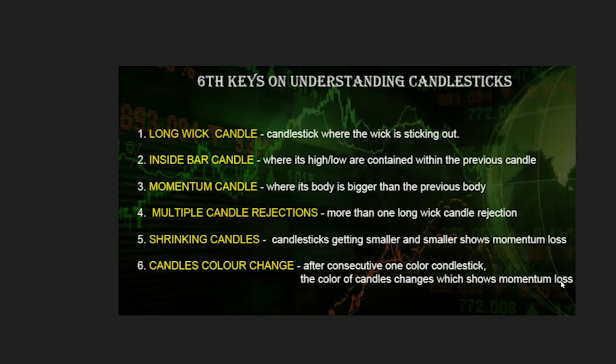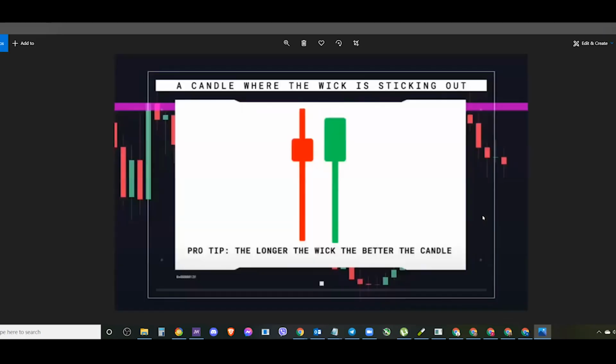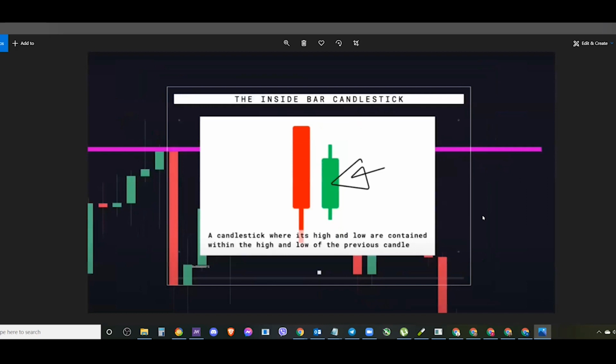So, first of all, we have the long wick candle. So, this candlestick has a longer tail. The longer the tail, it is better since there is a possible change of the trend. So, ganito po ang ating mga longer wick na mga candles. This is important, na may mga buntot siya, mapa-red man yan o mapa-green.